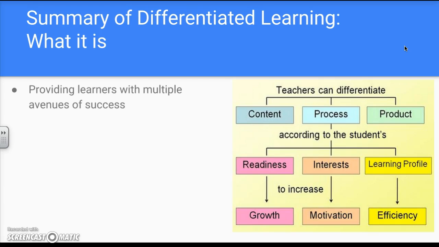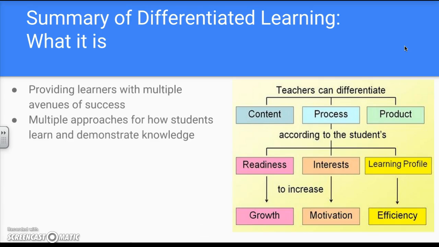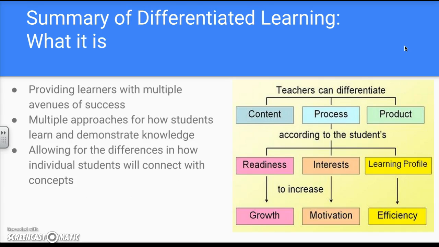Differentiated instruction is the strategy of providing learners with multiple avenues for success. We can differentiate the content, process, or product, which means we can provide multiple approaches for how students learn and demonstrate their knowledge. This allows for differences in how individual students will connect with the information. Doing this is acknowledging our students' diverse readiness levels, interests, and learning styles.